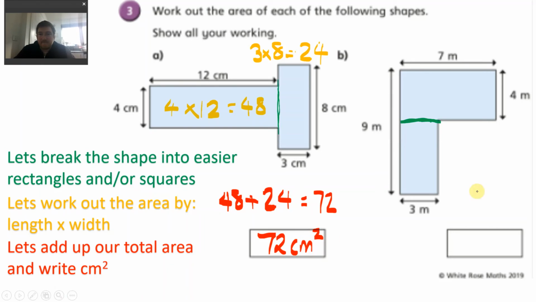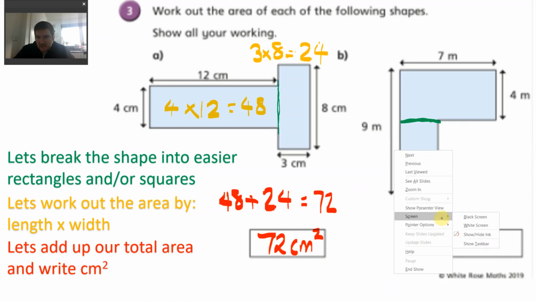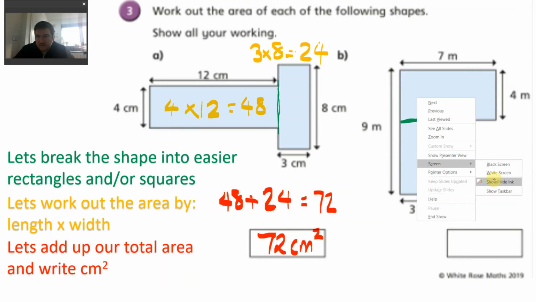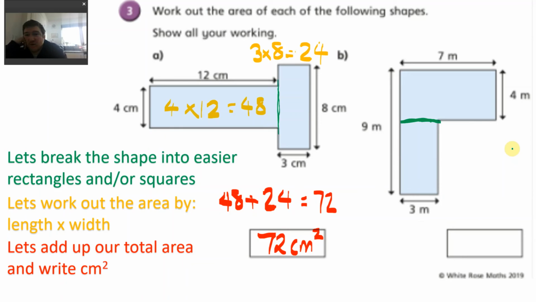Did you get that? Now, our next one is slightly trickier because of our shape. Now, we have got the first shape 7 by 4. It's 7 meters wide, it's 4 meters high. So we can work out this second section, but we've only got one measurement for this one. We've got 3 meters wide, but is it 9 meters tall?